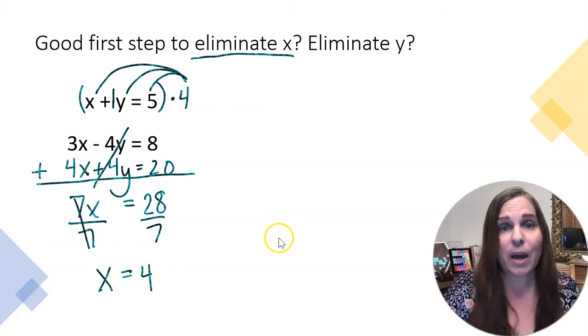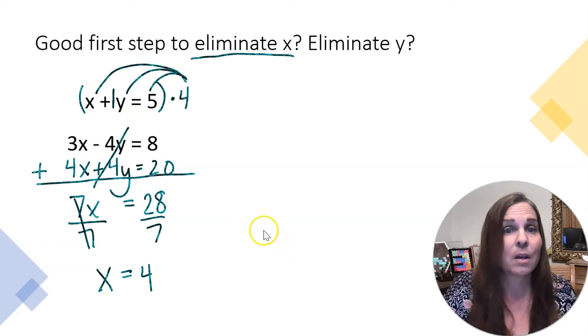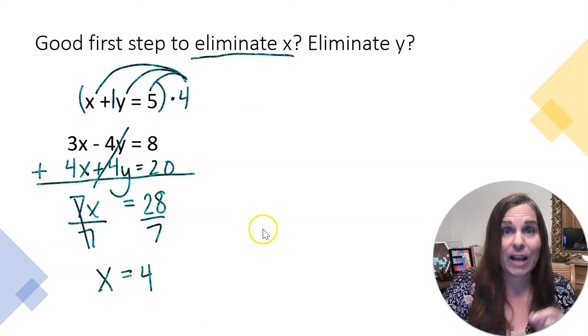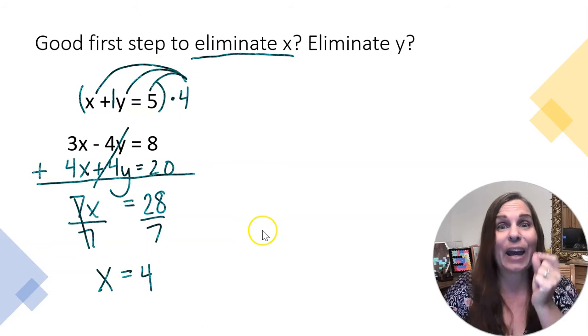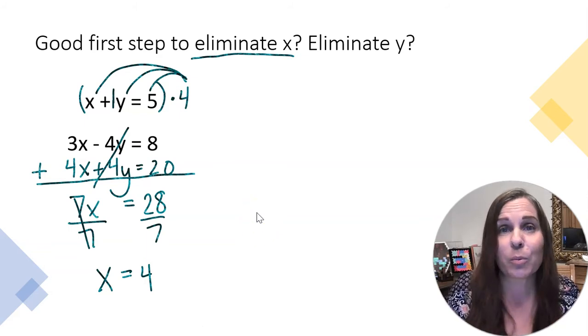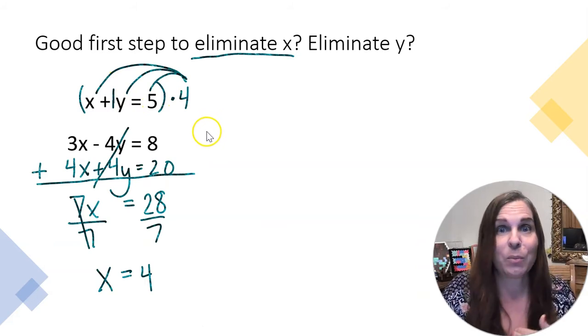Now, you don't have to do this whole problem twice, right? I just wanted to show you the difference. What if I wanted to eliminate x first? What if I wanted to eliminate y first? How do you know which one you should eliminate? The answer is whichever one is the easiest. Unless they're asking you for a specific one, like how would you eliminate x? If you have the choice, you want to go with whichever one looks like it would be the easiest to eliminate.